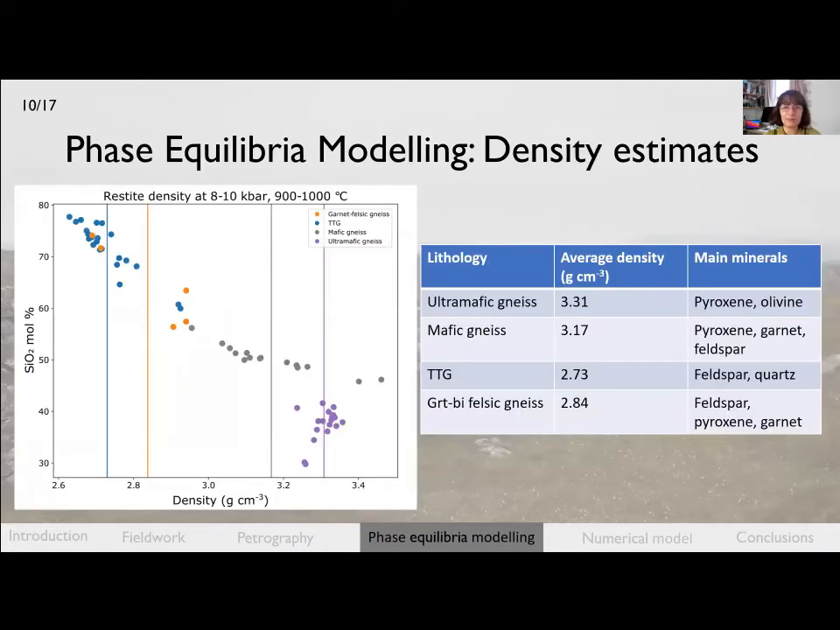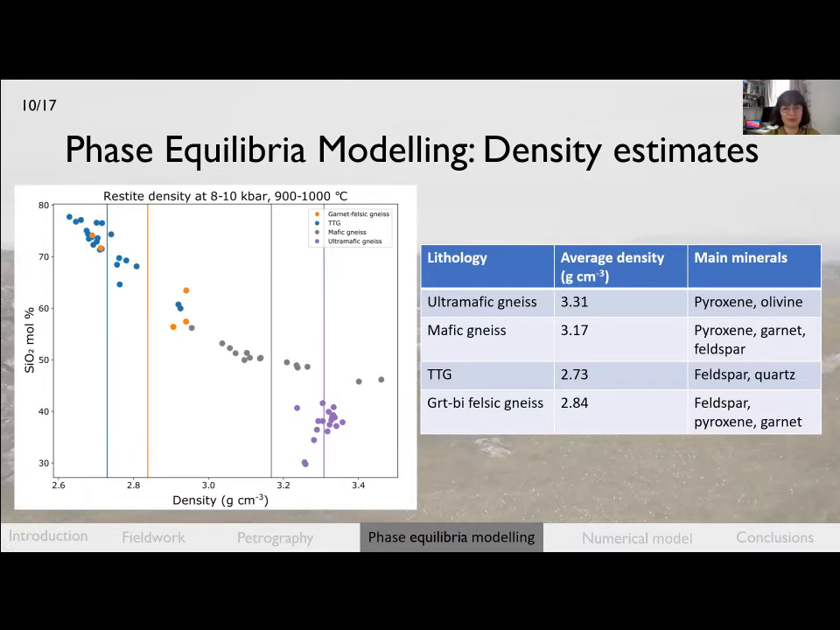Densities in the peak pressure temperature window can also be calculated for each sample. And as shown here, again, coloured by lithology, with lines denoting an average density for each lithology. These averages are summarised in the table on the right, just so you can see the numbers.